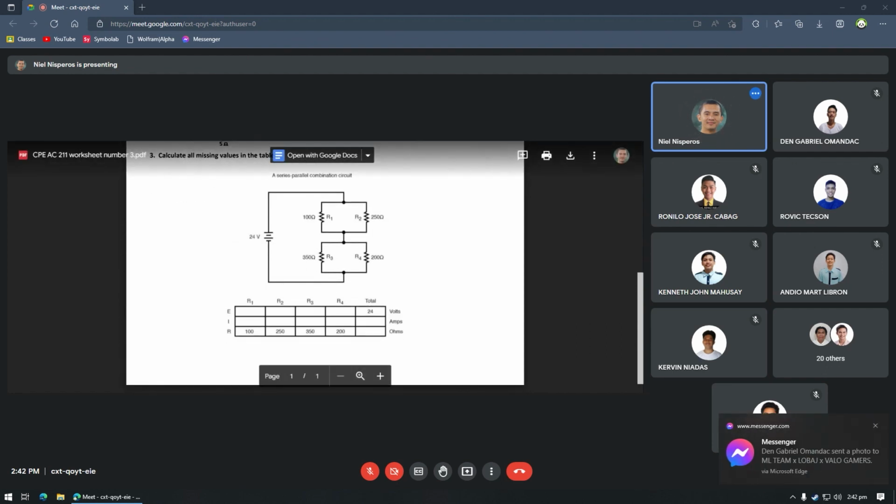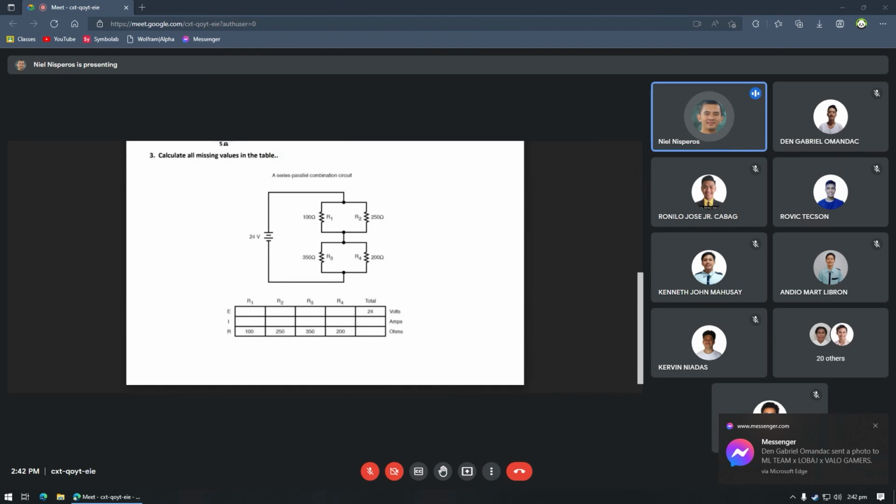Okay, next we have R1, R2, R3, and R4. R1, R2 are connected in parallel with the value of 100 and 250. And then it is connected in series with the other R3 and R4, which is also parallel. So two pairs of parallel resistances connected in series. R3 is 350 ohms, and then the R4 is 200.